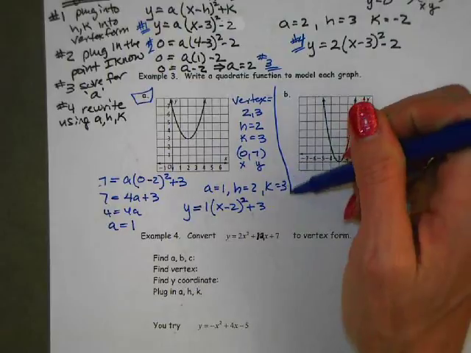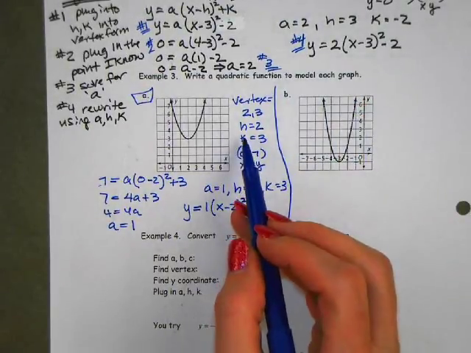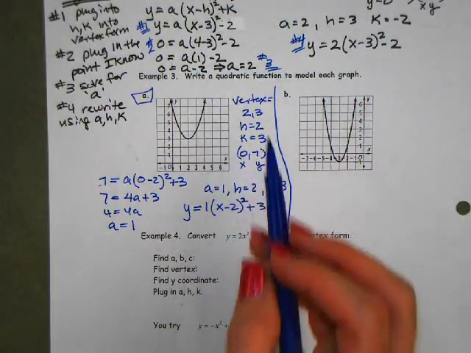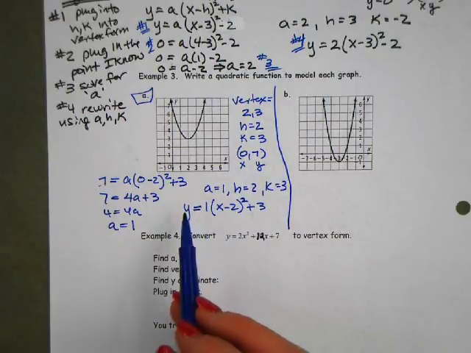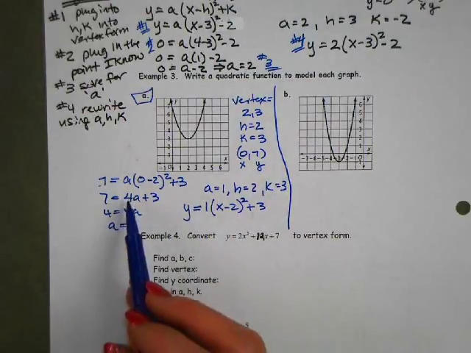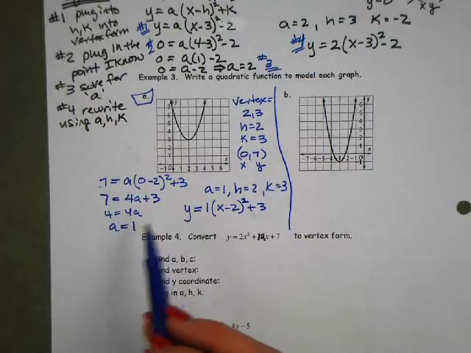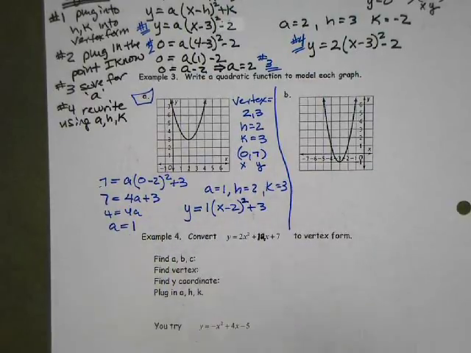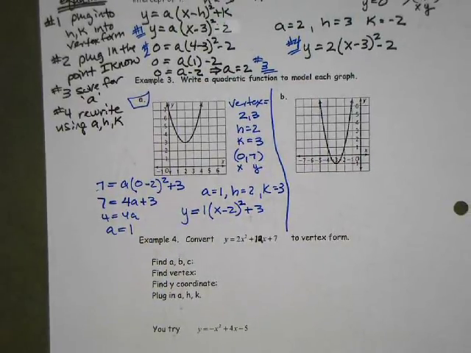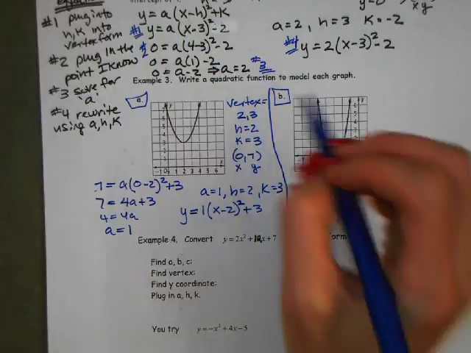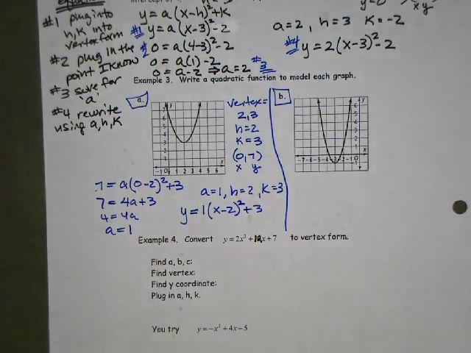Okay, so when you're trying to solve, you need h and k, which is your vertex, and then you need a point. And then you plug in your point for x and y right there, solve for a, and then substitute it back in to create the equation. Okay? Does that make sense? Alright, you guys practice B for me. Practice B.